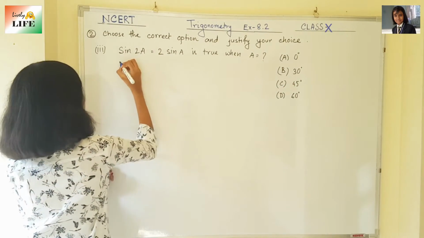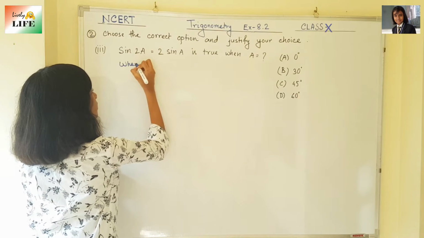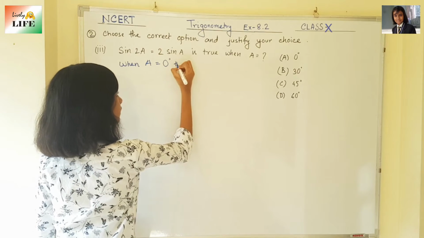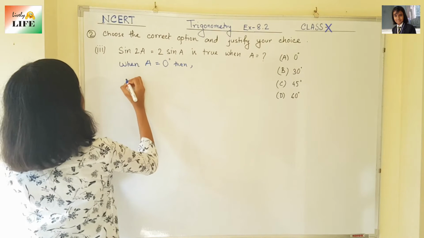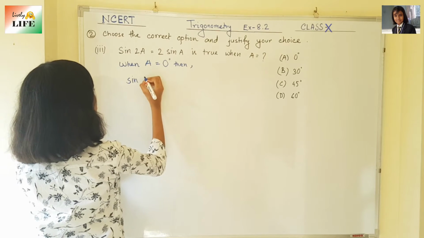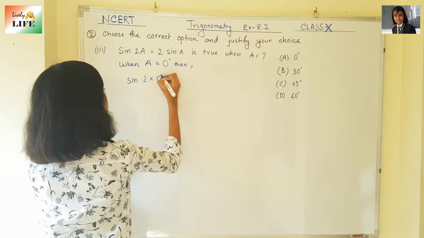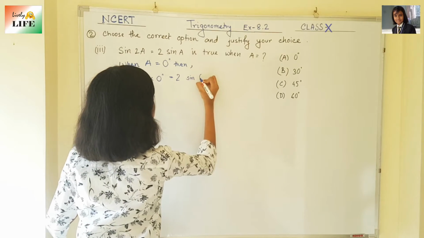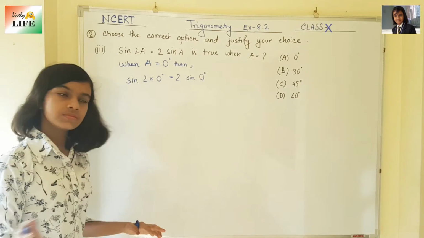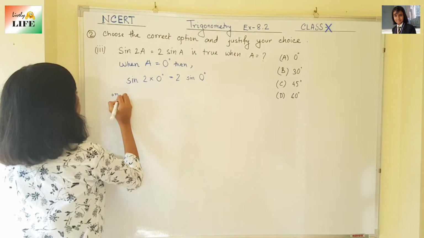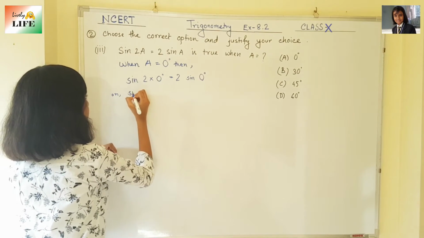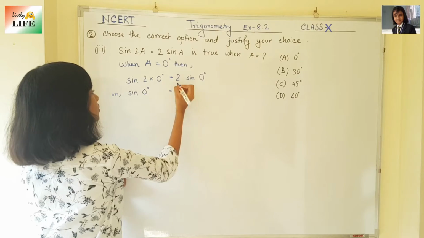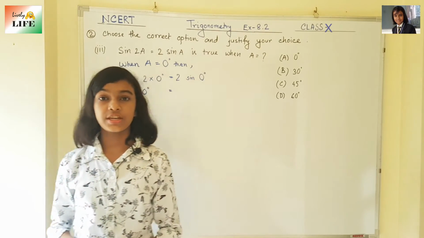First is what? 0 degree. When a is equal to 0 degree, then sin 2 into 0 degree equal to 2 sin 0 degree. Okay, or sin will be 0 degree, 2 sin 0 degree. Now what is sin 0 degree?